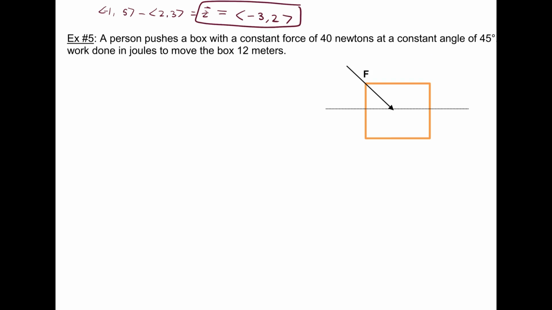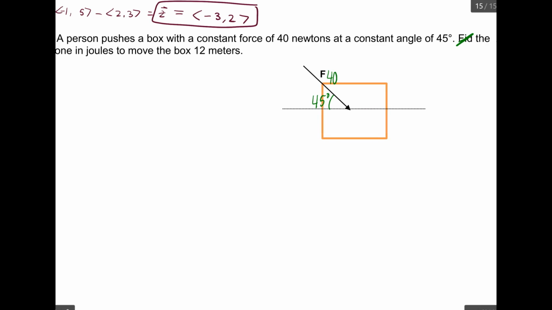Okay, so we're going to do the last problem, and then this will be it, because I already gave you the homework I handed out. So example 6.5: a person pushes a box with a constant force of 40 newtons at a constant angle of 45 degrees. So the vector is 40, at 45 degrees. We want to find the work done in joules to move the box 12 meters.